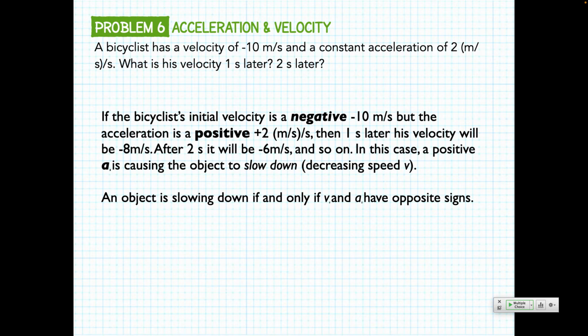But remember, the only difference between speeding up and slowing down is whether your initial velocity and your acceleration are lined up or not. So if they're both positive, then you're accelerating. If they're both negative, then you're accelerating. But if one is positive and one is negative, then you're slowing down. So both positive, speeding up. Both negative, speeding up, but in a different direction. Opposite, then you're slowing down. It doesn't matter if the velocity is positive and the acceleration is negative, or the acceleration is positive and the velocity is negative. If they're opposite, then you're slowing down.